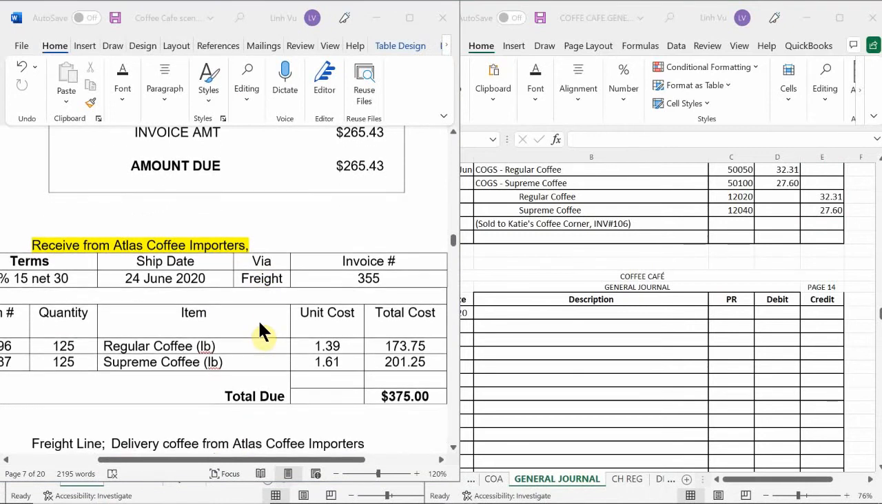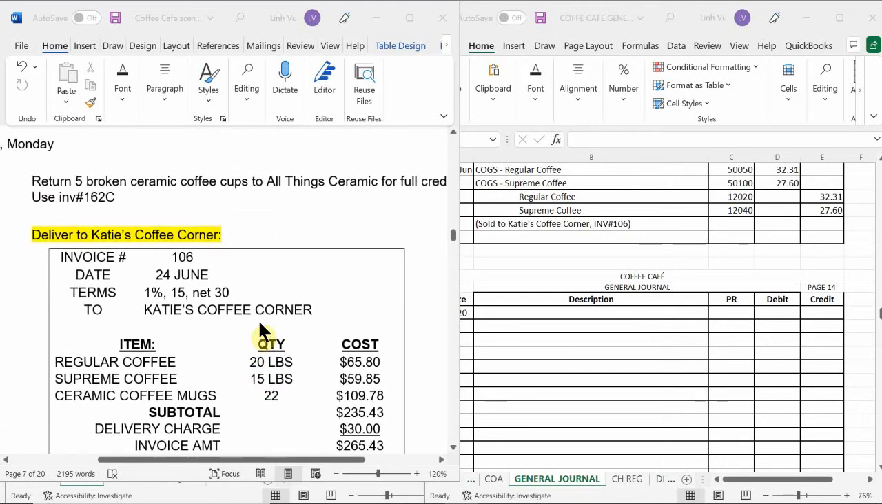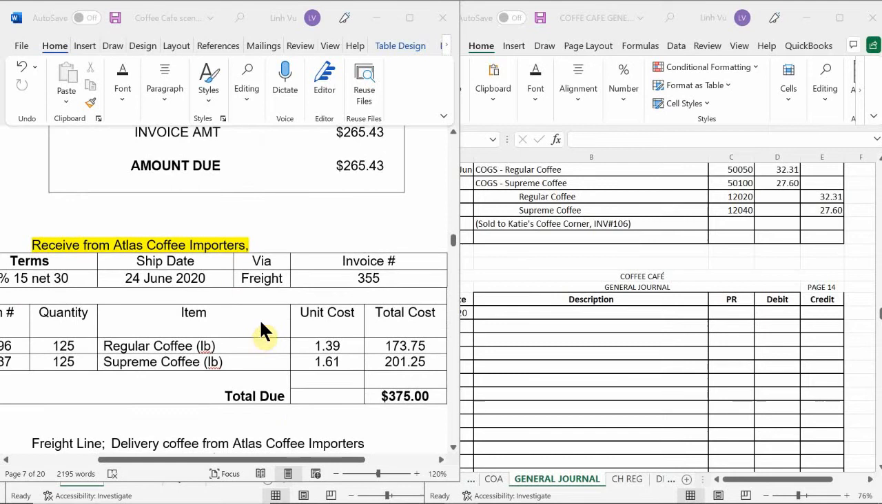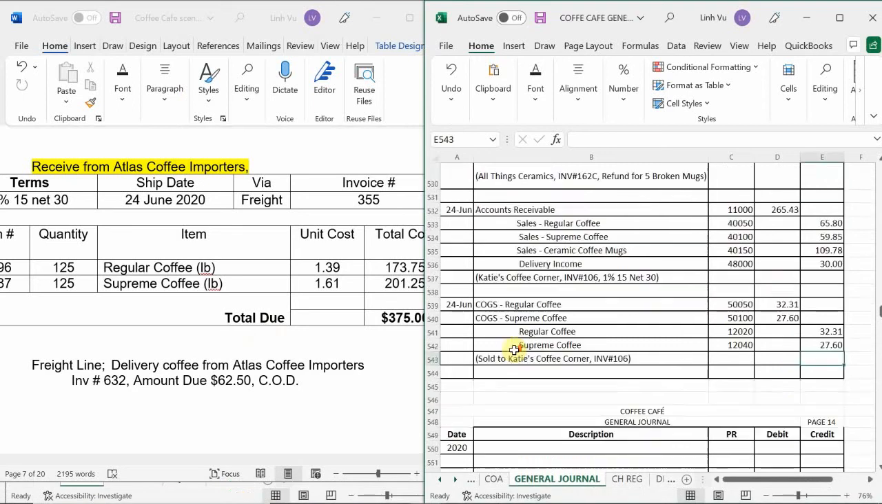Okay. So let's see what happened here. We end up receiving coffee from Atlas Coffee Importers. Okay, so what do we do here? Go back and find the last receipt from Atlas Coffee and copy and paste.